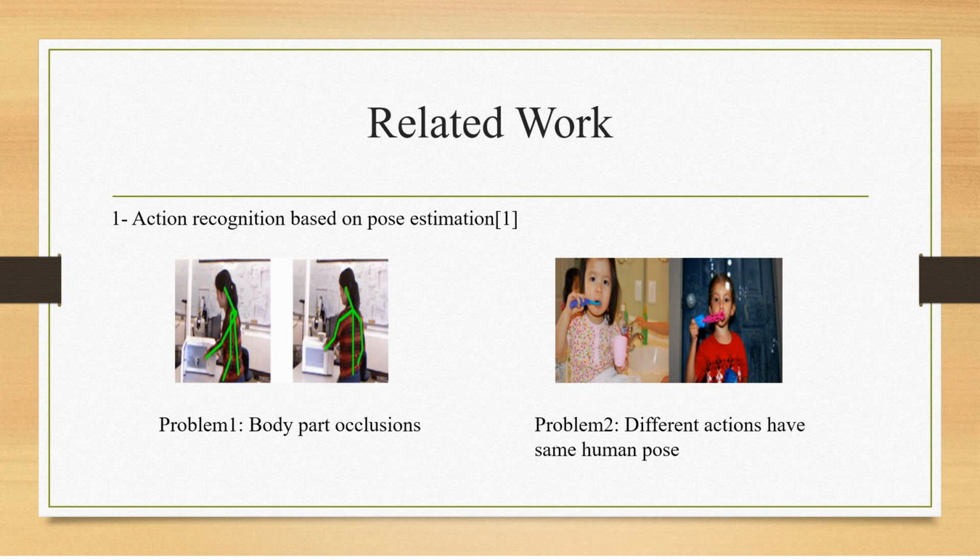These methods, deep learning based action recognition, are divided into different categories. One of these categories is action recognition based on pose estimation. That has two problems. First is body part occlusion, as you see in the left picture, and another problem is that different actions have the same human pose. For example, in the right picture, both girls have the same pose but different actions. One of them is brushing her teeth and one of them is blowing bubbles.